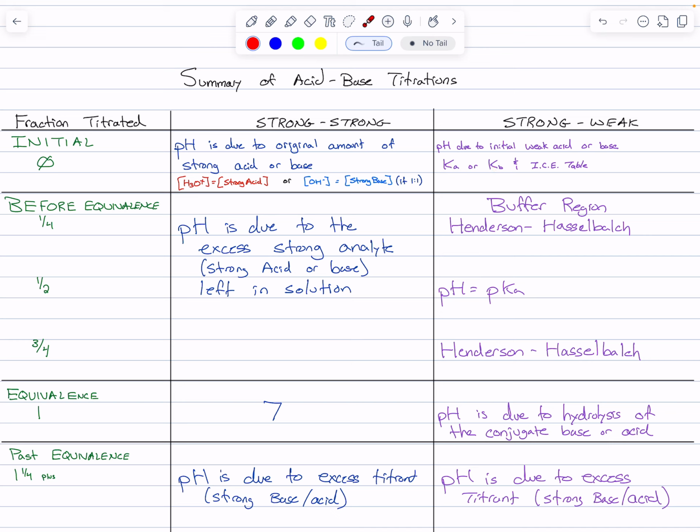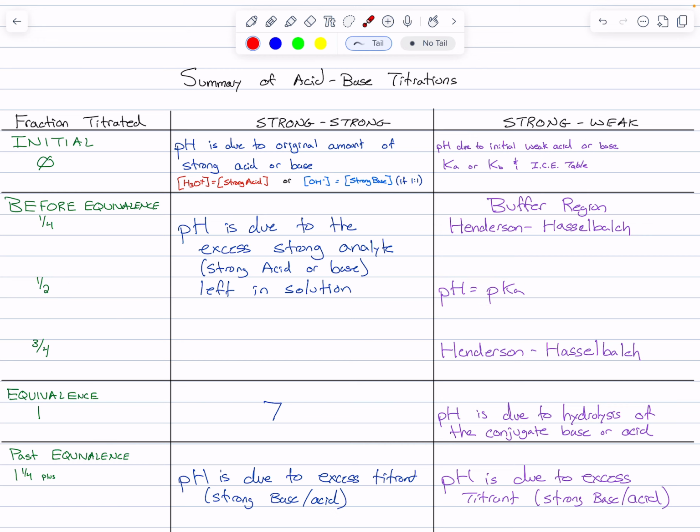Once we start adding, so now you open the burette and you start adding, before the equivalence point, so you've got a quarter, half, 3/4. The pH in the strong is always due to excess strong acid in the flask or excess strong base in the flask, whatever the analyte is. In the weaks, we now have the buffer. So you use the Henderson-Hasselbalch equation for this whole region to solve for the pH. However, at halfway, the pH is the pKa.